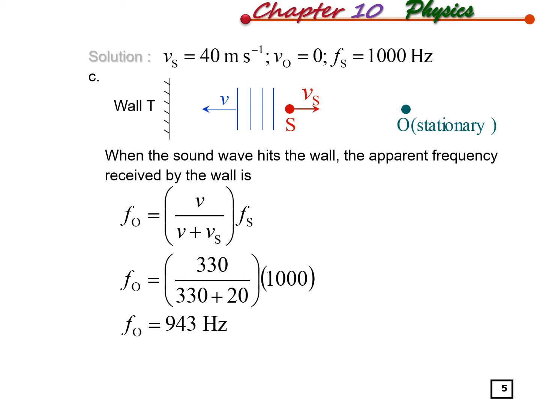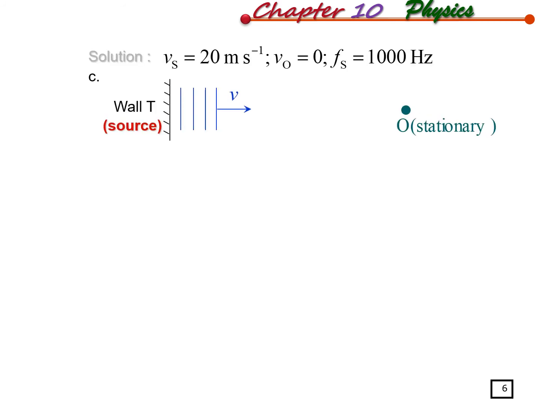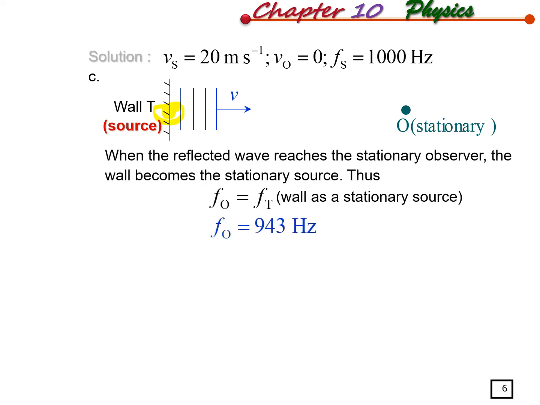Since we have a stationary wall, the sound wave will reflect at the wall and bounce back to the observer. Over here the wall will act as a stationary source. So with the reflection, it will be equivalent to the frequency heard from the back of the source, which will be 943 hertz. Okay, that's all for Doppler effect.